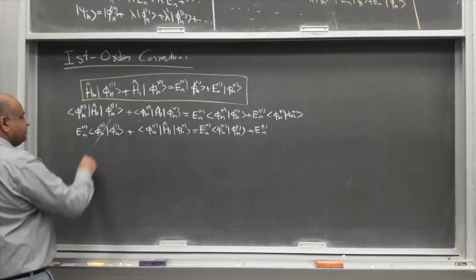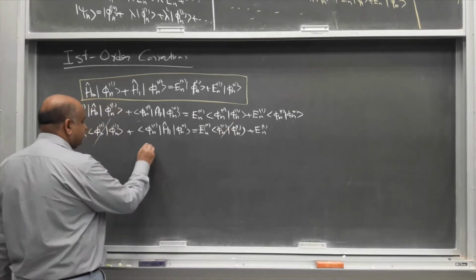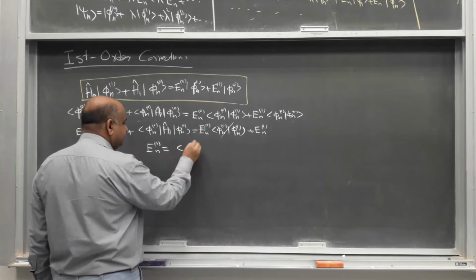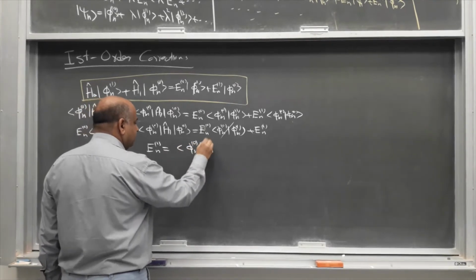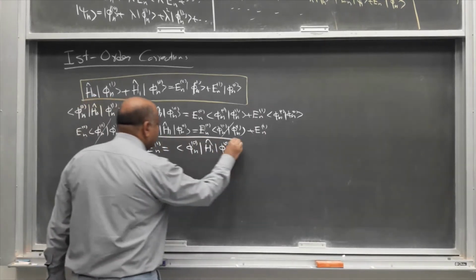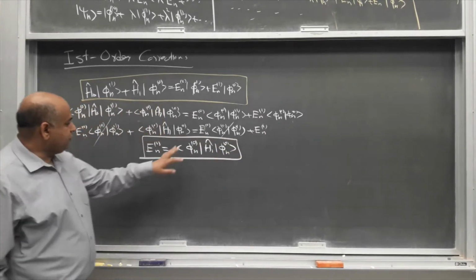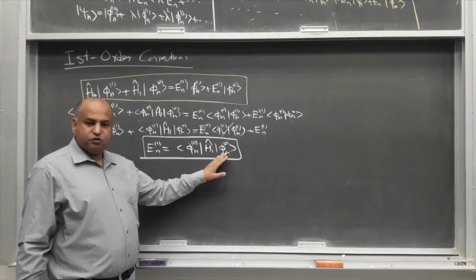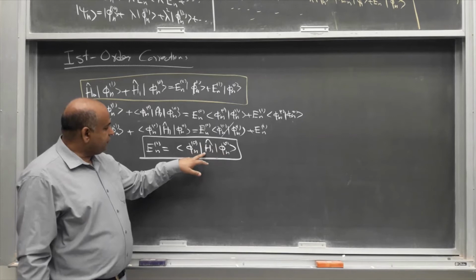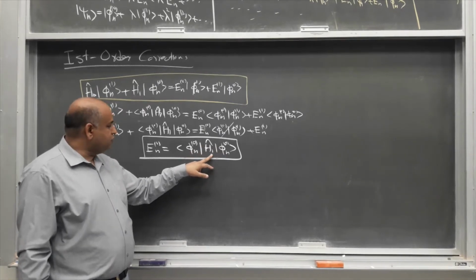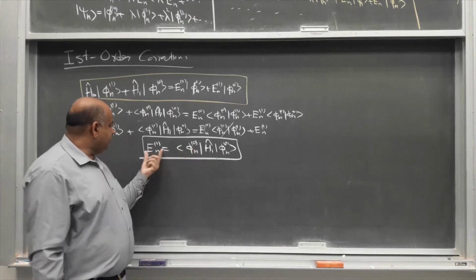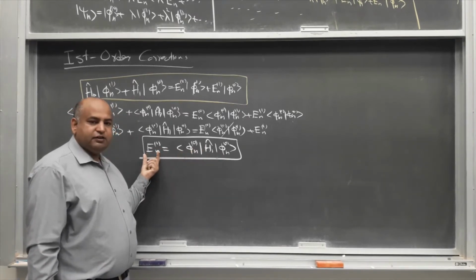We also see that this cancels with this, which means that first order energy corrections are very easy to find in the non-degenerate case. If you have a non-degenerate set phi n0 and you want to find first order energy corrections because of the additional Hamiltonian term H1, all you need to do is find this inner product for each n, and you will keep getting the first order energy corrections.